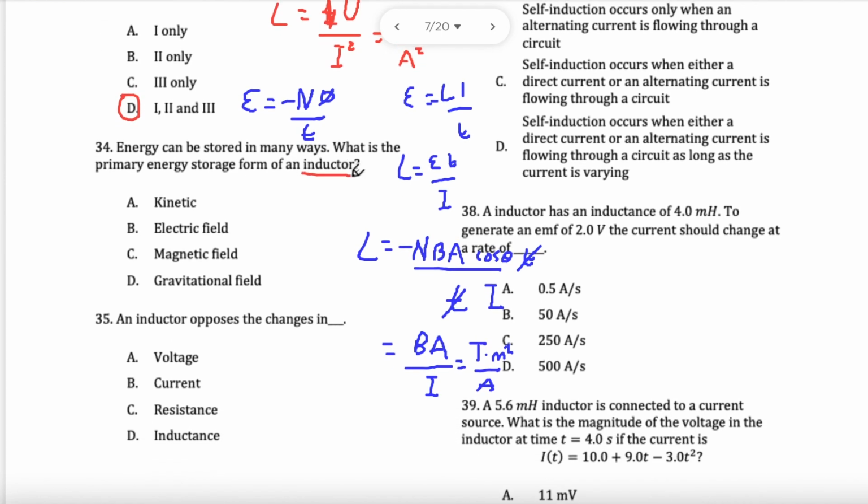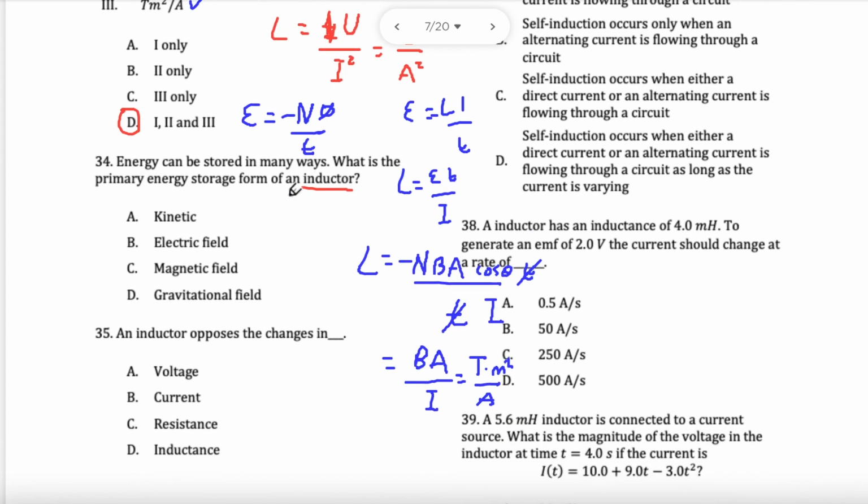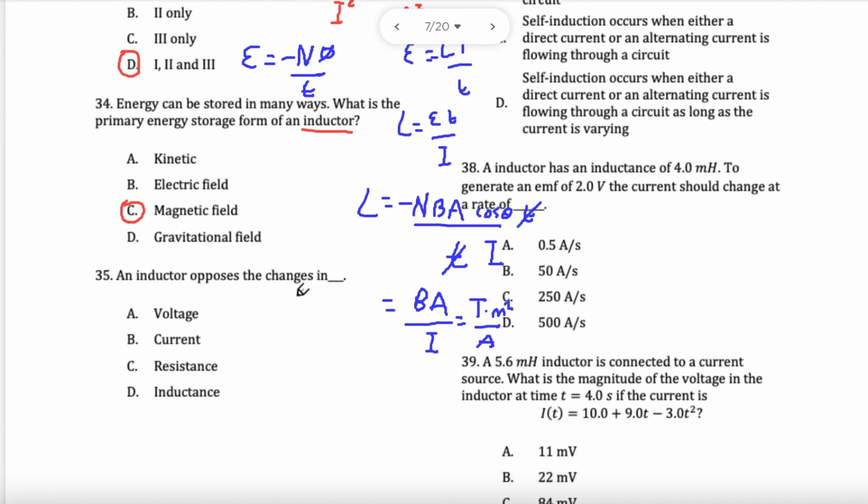For an inductor, well, we've been talking about this for weeks and weeks now. Inductors is all about magnetic fields. How do I know that? Right there, B. B is the magnetic field. So that's the answer directly.